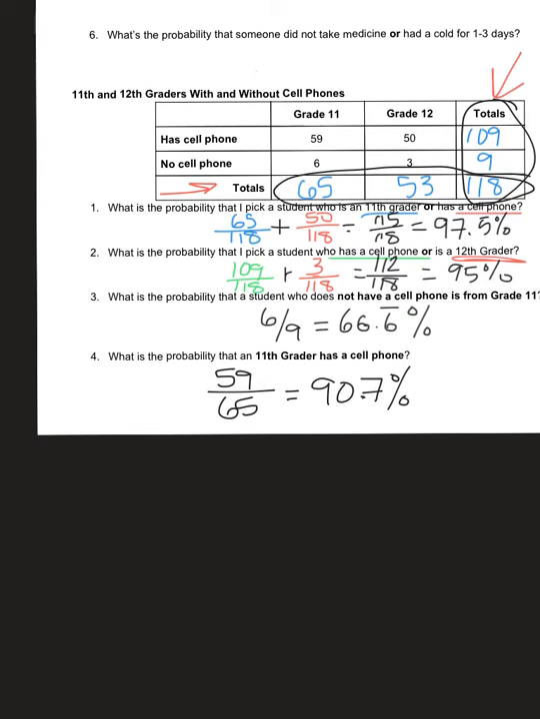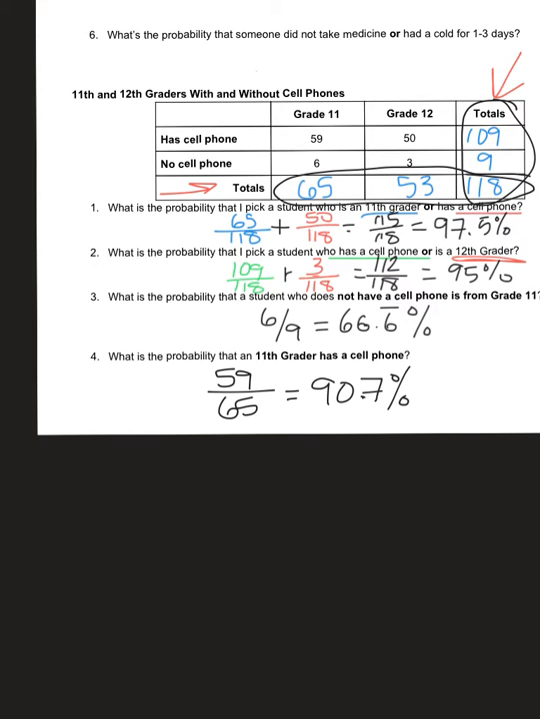All right, so for the very first question, I tried to color code it to help us out a little bit. If we're looking for a student who is an 11th grader, there are 65 11th graders. The "or" still means we add, and then I wanted anyone else who had a cell phone that I hadn't counted yet. So I went and looked at the 12th grade. 50 of them had cell phones. When you add them together, you end up with 115 over 118, and that gives you a percentage of 97.5%.